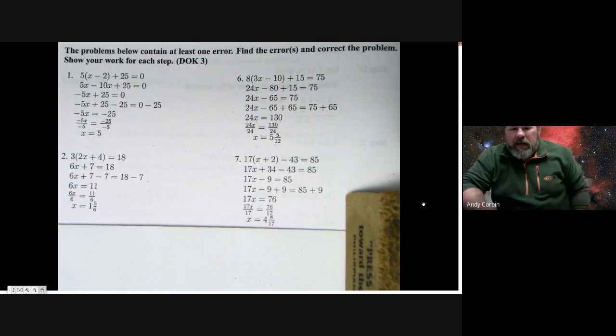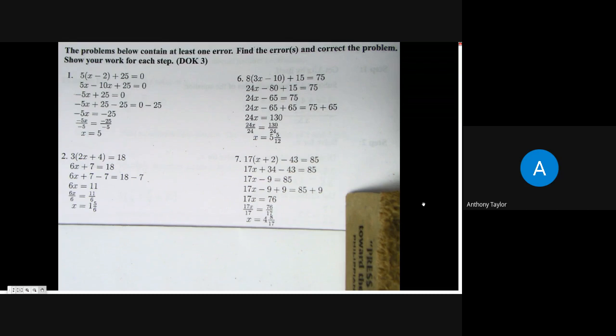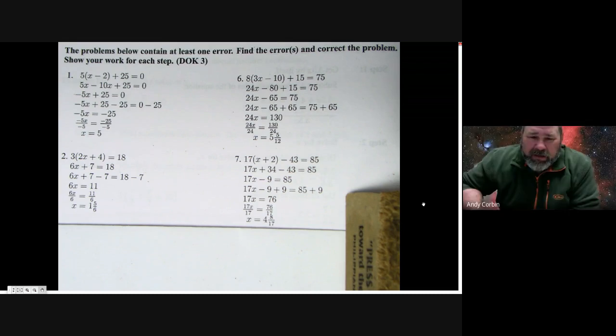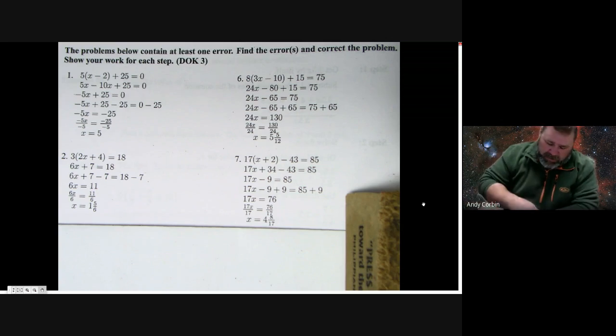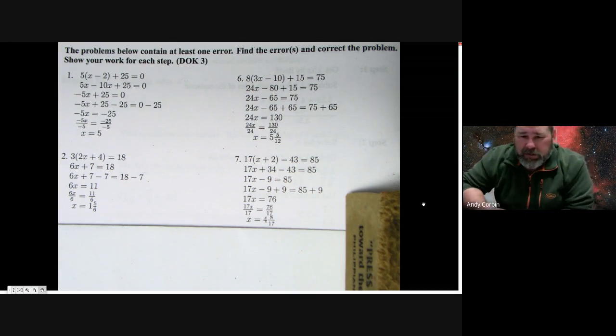Has everybody got these copied down? Yes, sir. This is Anthony Taylor speaking. Okay, thank you, Anthony. All right, so here's what I'm going to do. I'm going to let you guys do these on your own, and we will look at them very first thing for bell ringer tomorrow. That way I can go ahead and get to these people that want to retake a quiz, okay?